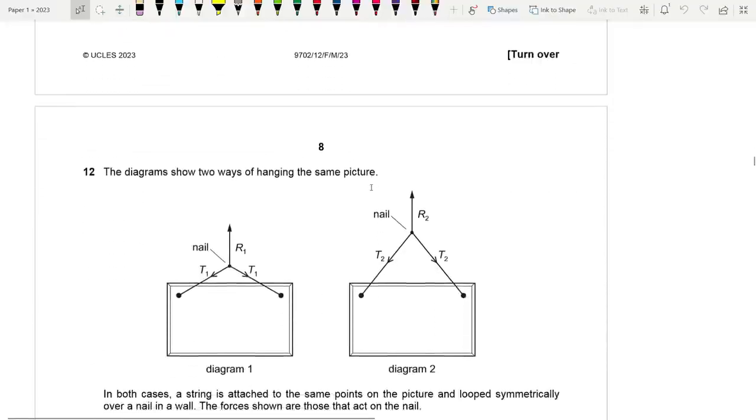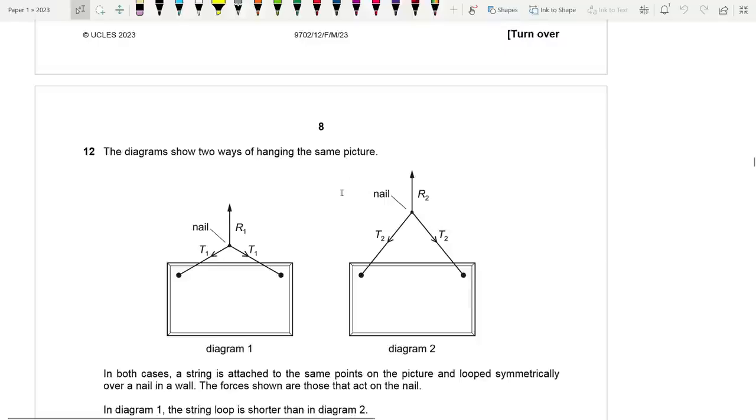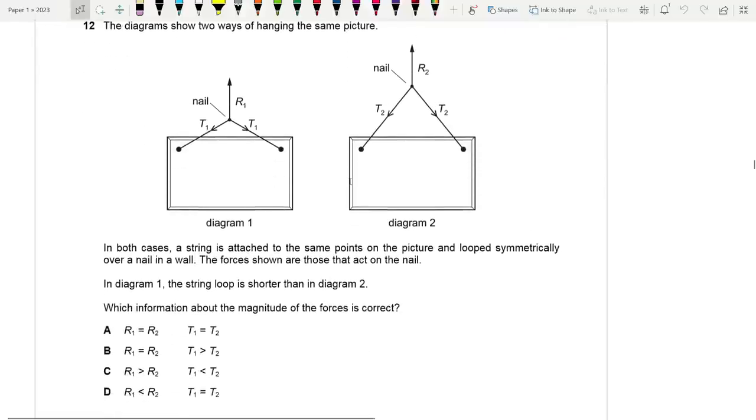Let's move on to the next one. The diagram shows two ways of hanging the same picture. Guys, this is a common question. I've seen this in previous years.